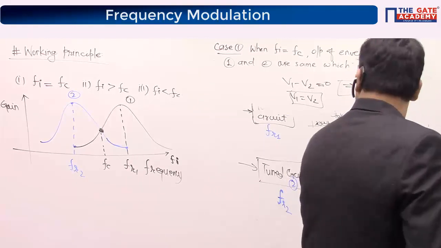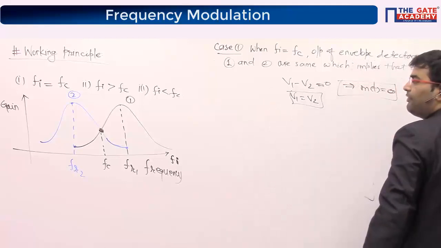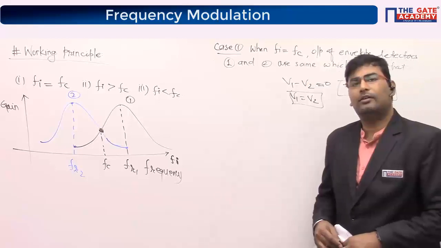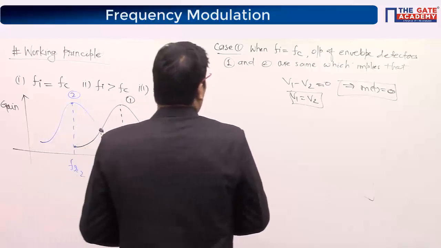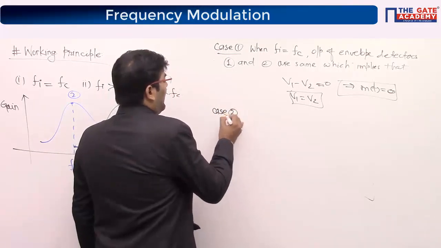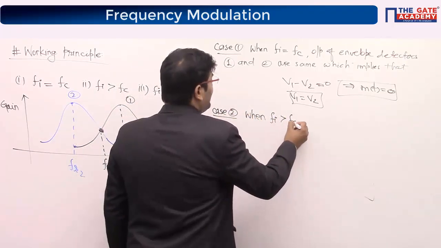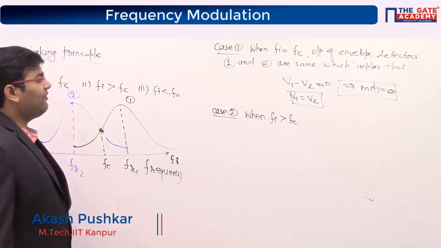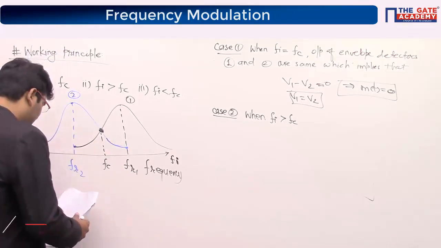Now we'll take case 2. What do you think, guys? What will happen in case 2 when Fi is greater than Fc? Anyone in the class? You're writing yes, no. Any question, please ask. Case 2: I'm saying when the instantaneous frequency is above the carrier frequency. So when Fi is greater than Fc, it is somewhere here.